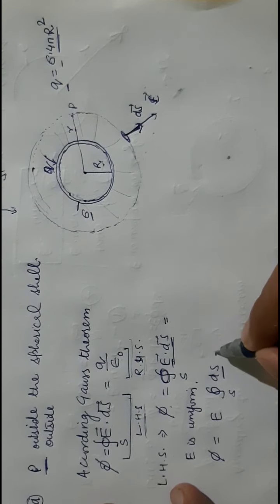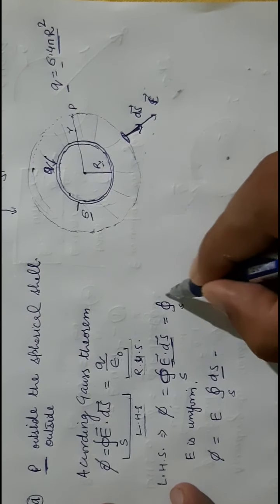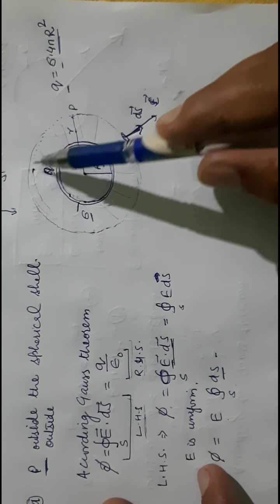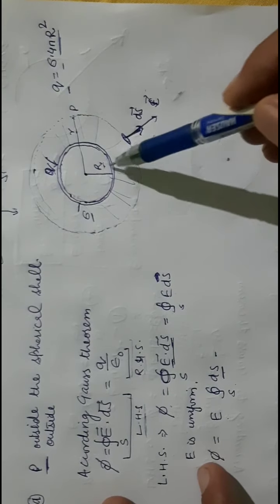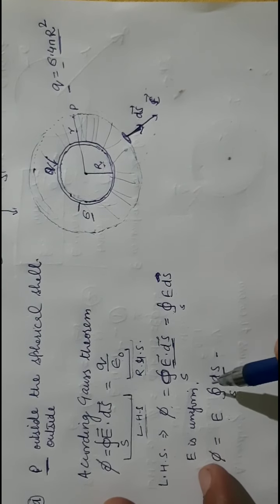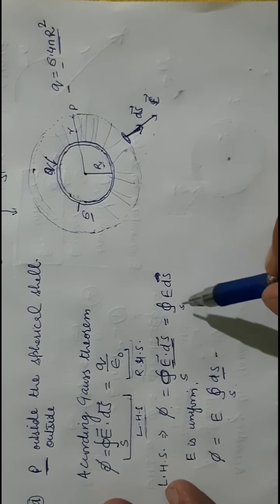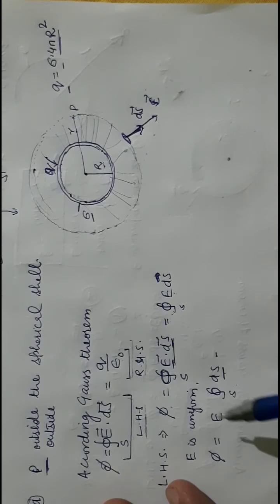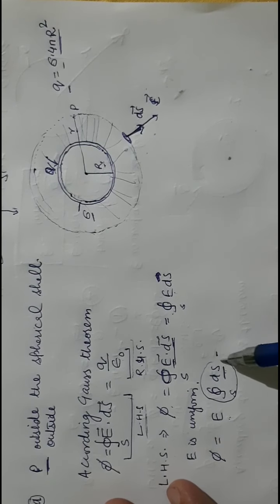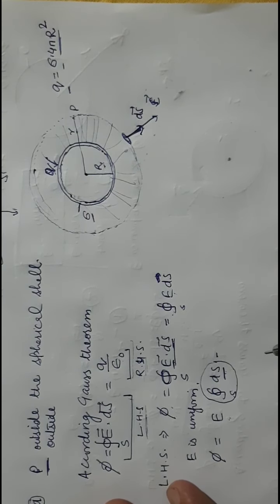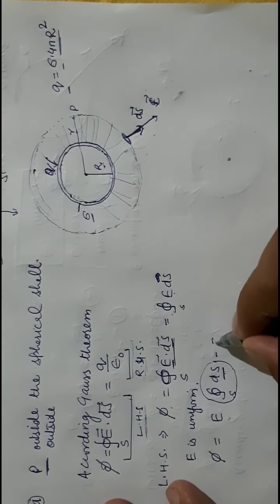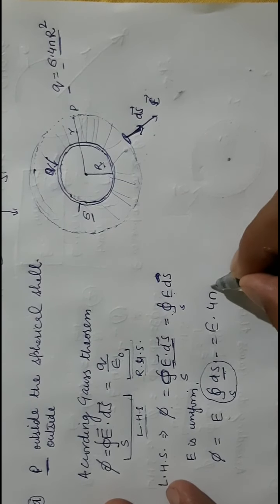So the integral becomes E ds, as each and every point is equidistant. Each and every point of this Gaussian surface is equidistant from the spherical shell and symmetrical. So E is uniform or constant, and can be taken outside the integration sign. So it is E times the total surface area. This portion is the total surface area of the spherical Gaussian surface. What is the total surface area of this Gaussian surface? That is 4 pi r square, so the left hand side is E times 4 pi r square.